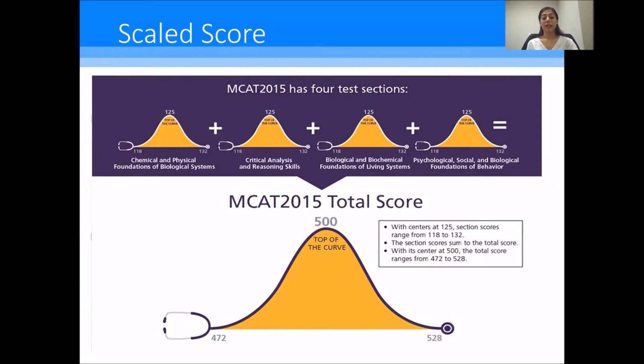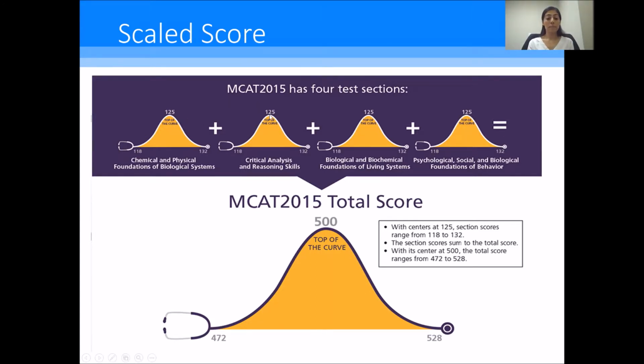First of all, as shown on this diagram that has been obtained from the AMC website, each section ranges from 118 to 132. The median, or the top of a normal distribution curve, or the 50th percentile of each of these 4 sections happens to be 125. So there it is for chemical and physical foundations. There it is for CARS. There is a 125 for the biological and biochemical foundations. And there's a 125 for the psychological, social, and biological foundations of behavior section.